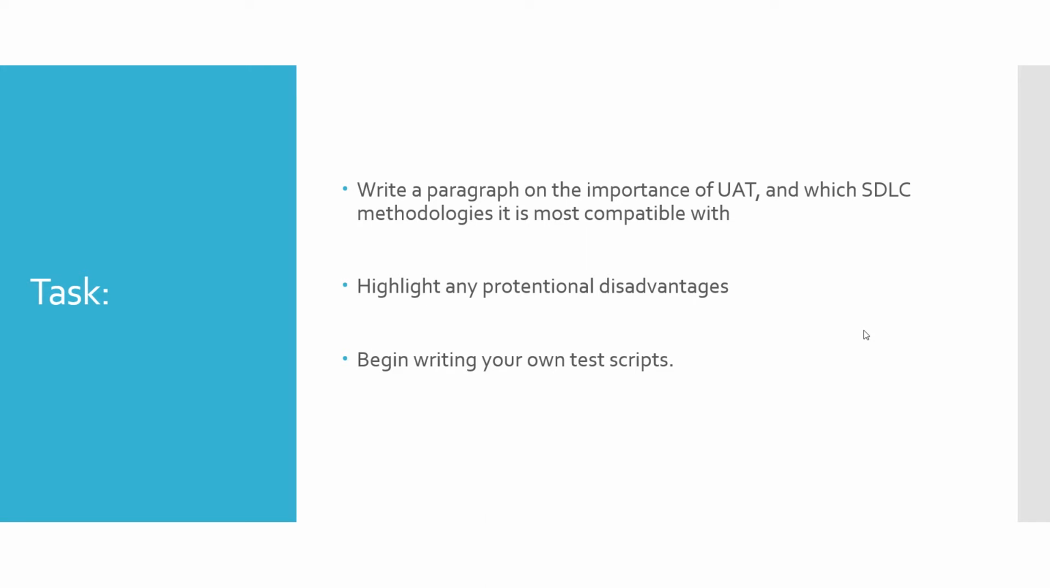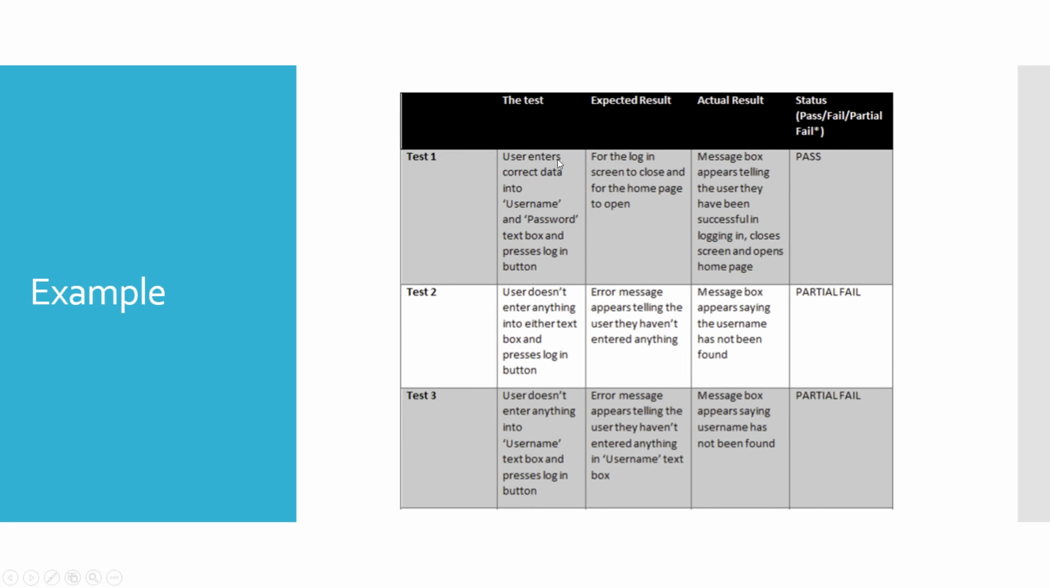So just to reconfirm, you're going to be writing a paragraph on the importance of UAT, linking it to which software development lifecycle methodologies it's most compatible with. And I said methodologies because there are a couple that it could work with. Highlight any potential disadvantages and also begin writing your own test script. So I'm expecting essentially this part here, the first three boxes. Obviously, you only have an hour, so I'm not expecting all your test scripts done today, but just to get you started, I would expect at least 5 or 6 tests along with the other tasks that you've been asked to do.